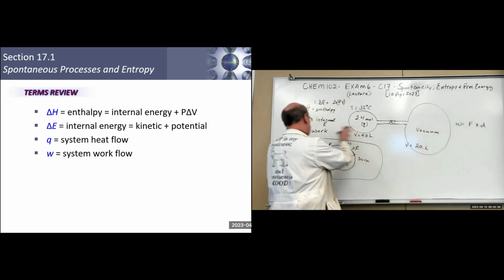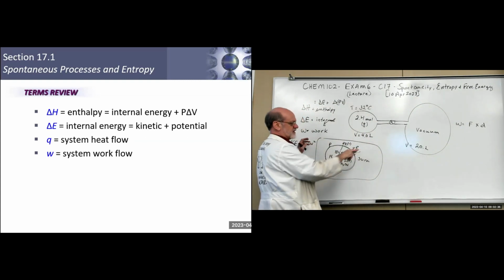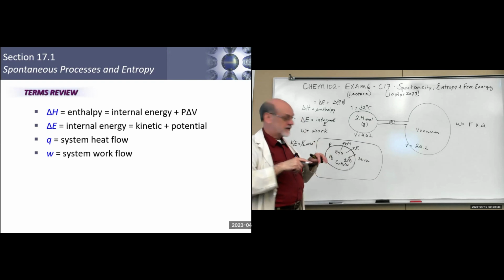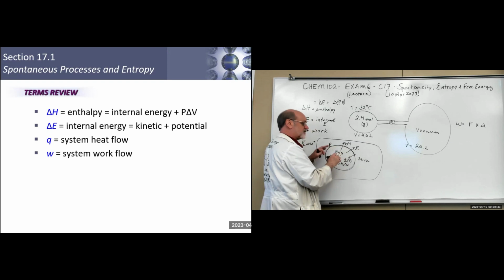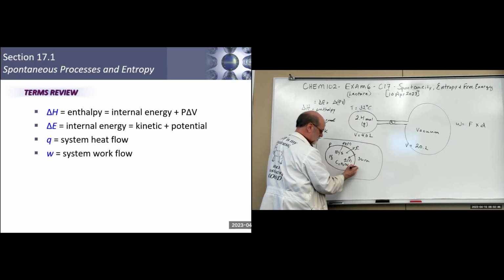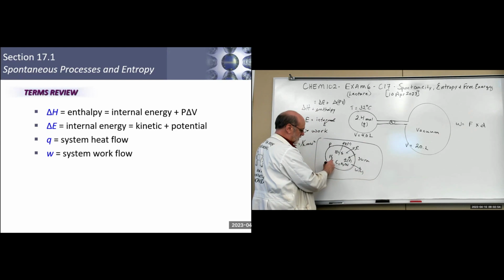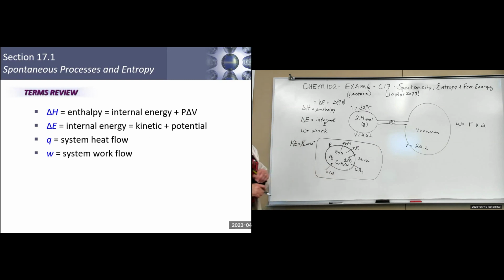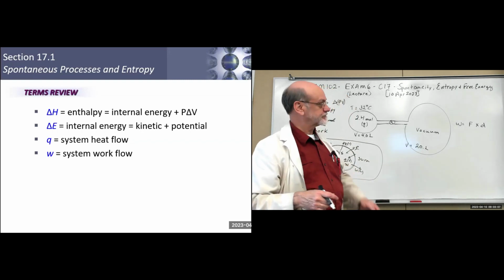Well, we're going to use that concept for assessing the work that's either done on the system or by the system on its surroundings. And we use this little w, and the same sign convention is used here. If the system does work on the surroundings, work is negative. If the surroundings do work on the system, the value is positive. Okay. So I think we got all our new terms up there on the board and on the slide.